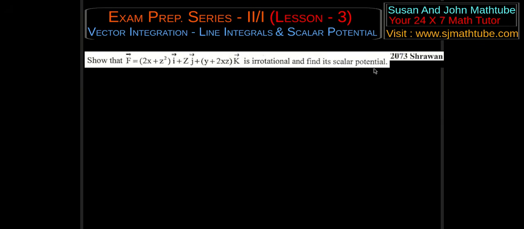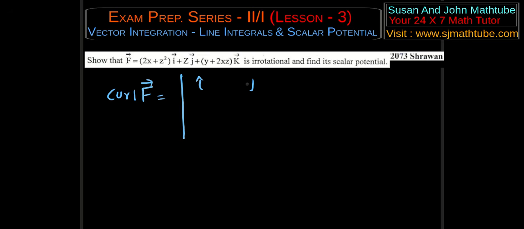So this is from 2073 and it's the same thing. Show that the function is irrotational. Or what is another possibility? The work done is path independent. And what is the third possibility? Conservative field. Whatever they ask, you find curl f and prove that curl f is equal to 0.